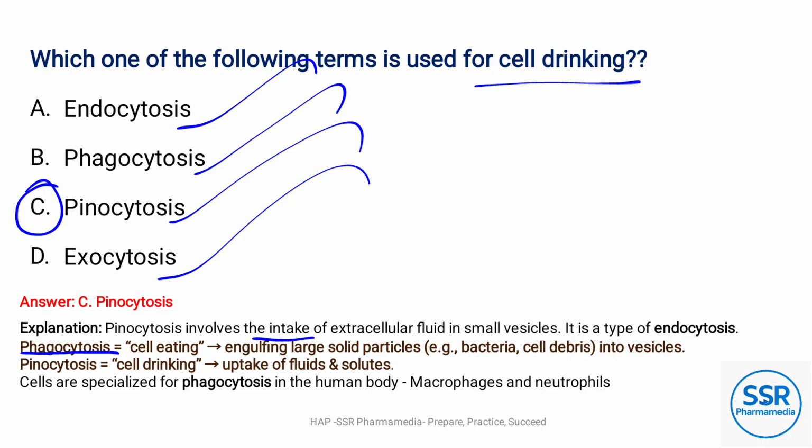So phagocytosis means cell eating. Pinocytosis means cell drinking. Cell eating means engulfing large solid particles. Note this point, large solid particles, for example bacteria and cell debris, into vesicles. Cell drinking means uptake of fluid and solutes, small particles. Cells specialized for phagocytosis in the human body are macrophages and neutrophils.